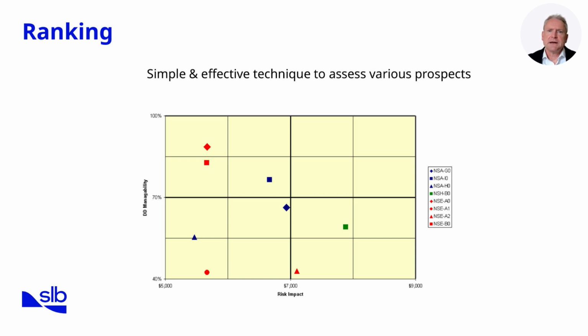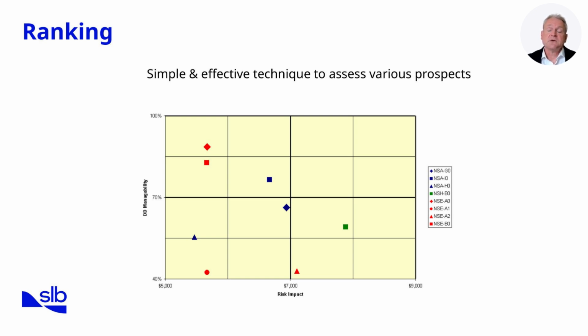The strength of ranking lies in its clarity. It provides a straightforward way to communicate risks to both technical and non-technical stakeholders. Instead of getting lost in numbers, we can say, these are our top 3 risks and this is where we will focus our mitigation efforts.